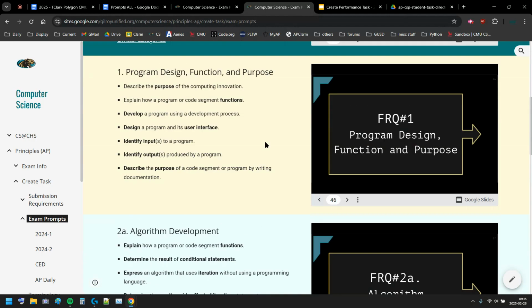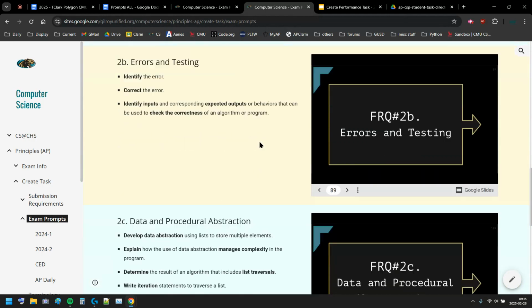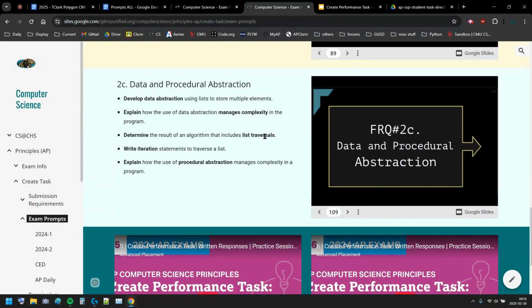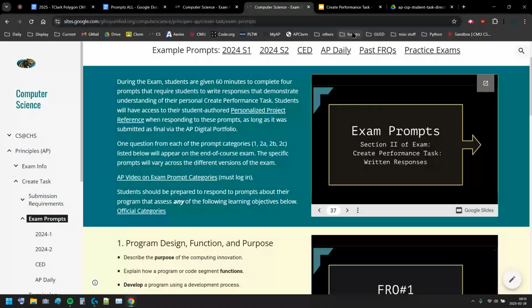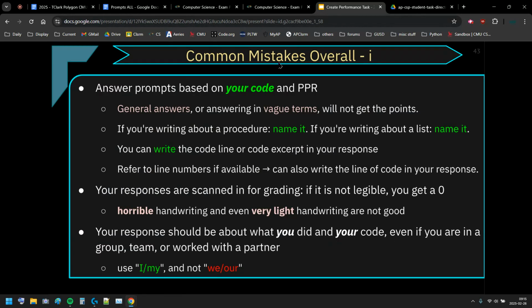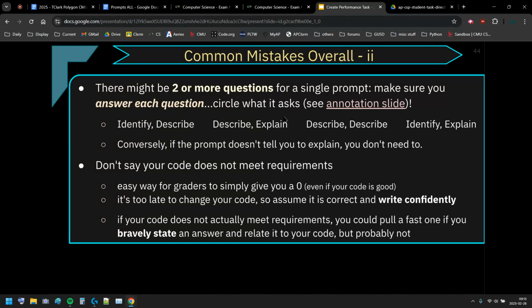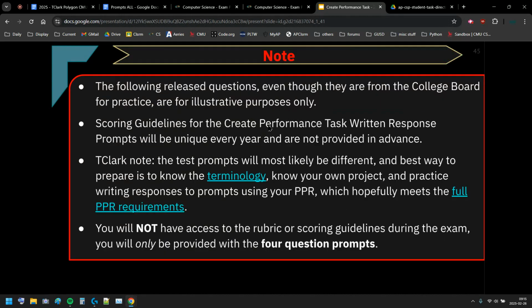But there are 4 different prompts, and you don't know which one you'll get, but they will be very similar to the ones that are released. Let's see. So look through the common mistakes. I'll probably add to this after looking at some of the old ones.